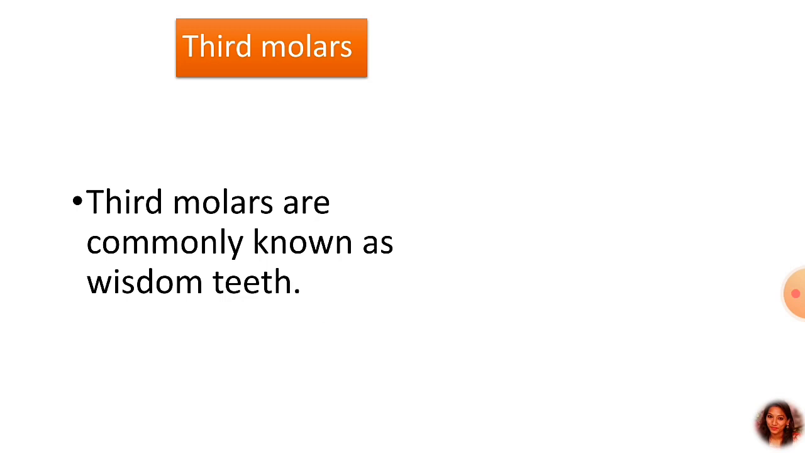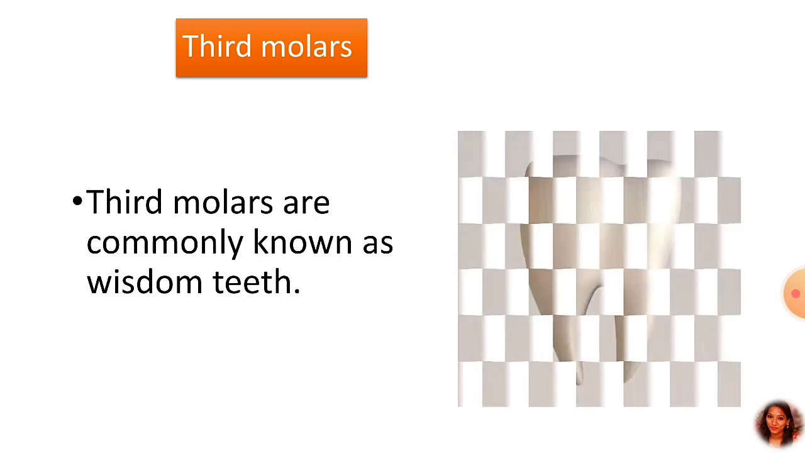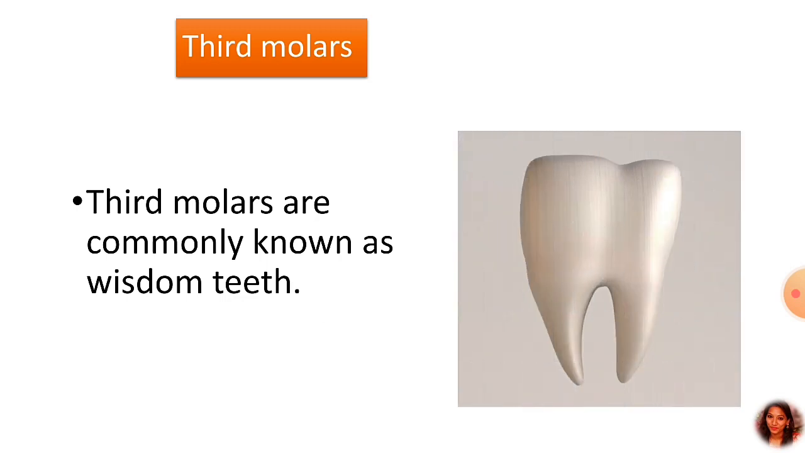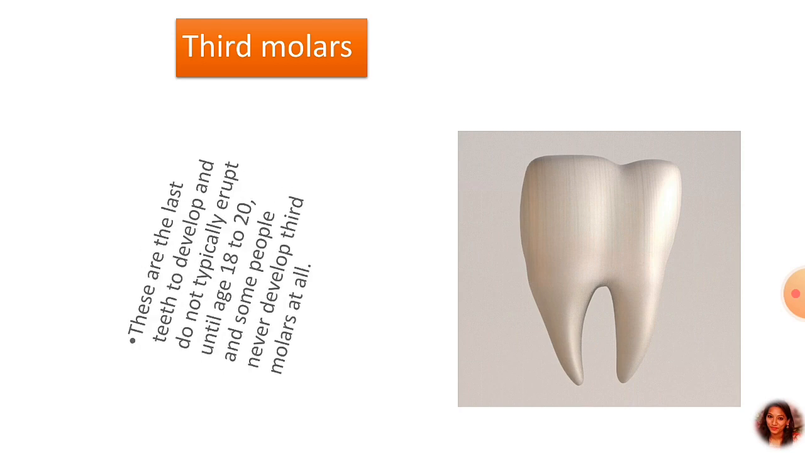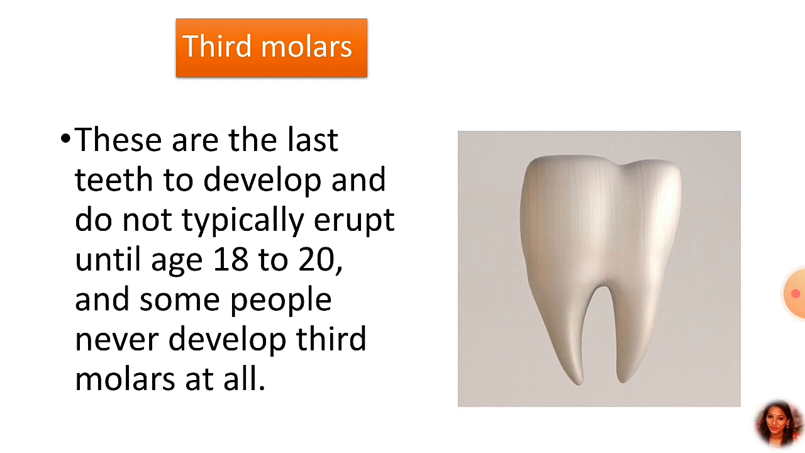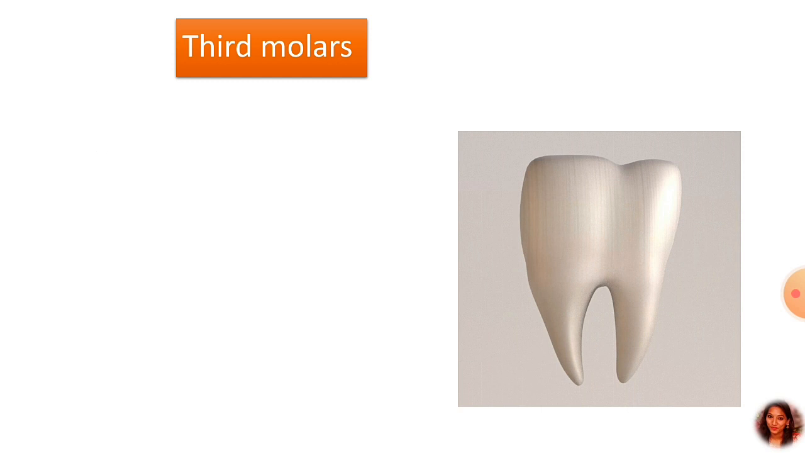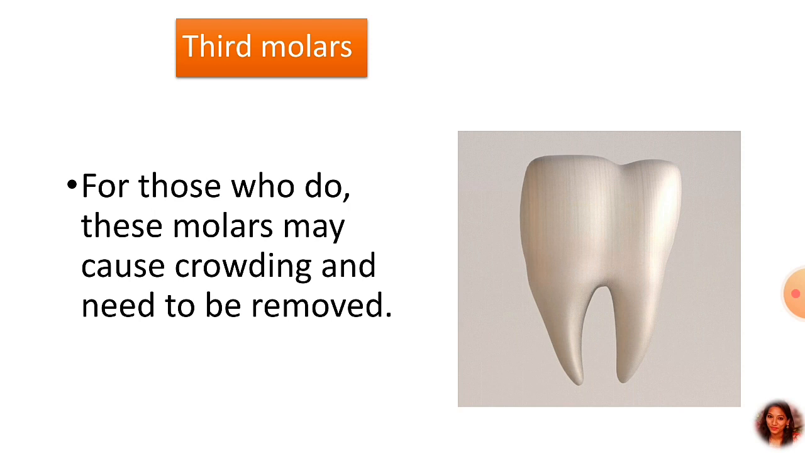Now the third molar, which is also known as the wisdom teeth. They are the last teeth in the sequence of our dentition. These are the last teeth to develop and do not typically erupt until age 18 to 20. And some people never develop this third molar at all. So as I discussed earlier, it is not present in many people.